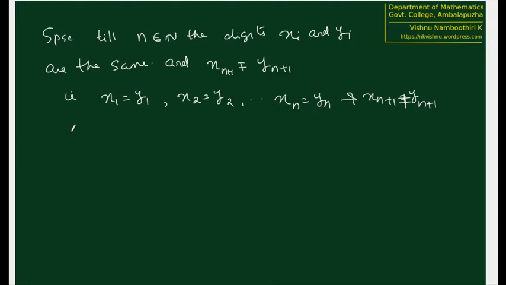Okay, so therefore, xn plus 1 and yn plus 1 are different, so we may assume without any loss of generality that yn plus 1 is greater than xn plus 1. So without loss of generality, assume that yn plus 1 is greater than xn plus 1. So that means that yn plus 1 is at least xn plus 1 plus 1.